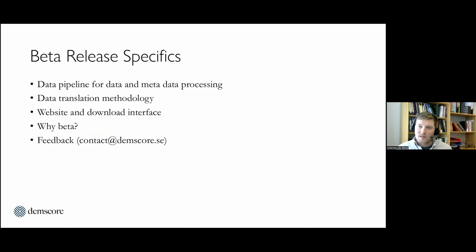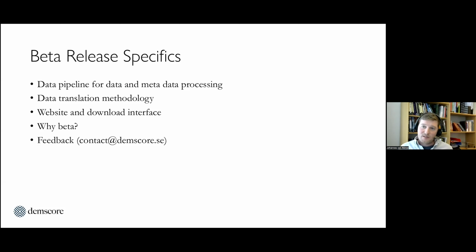For the beta release, what we have done is we finished the data pipeline that merges data sets from data set to specific output unit. We also have data pipelines that merge the metadata, and we have that now all in our database so it's easy to retrieve. And we also have the dataset translation methodology, and we also developed the website and the download interface.